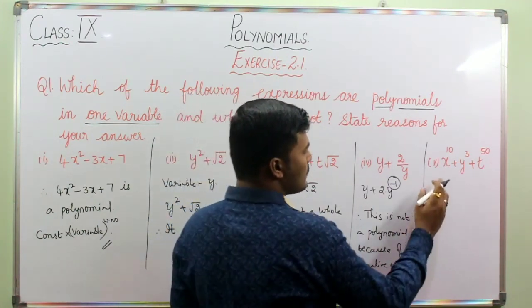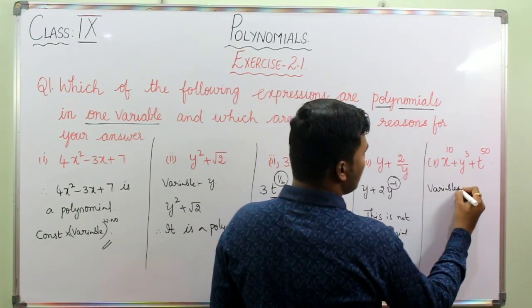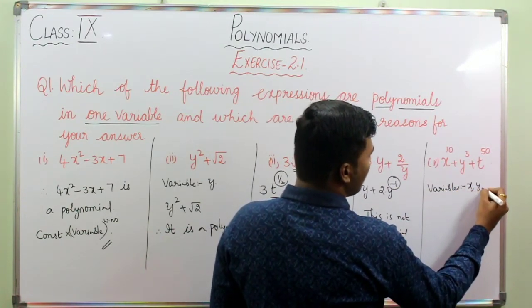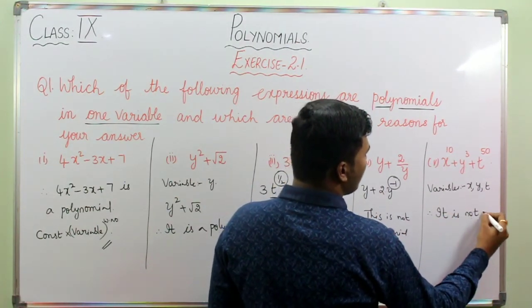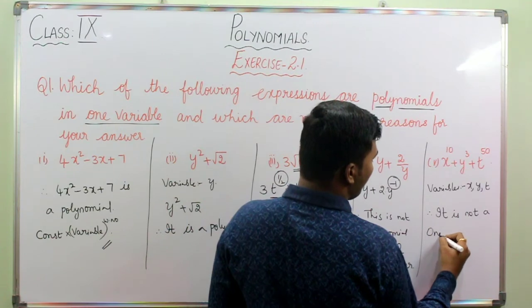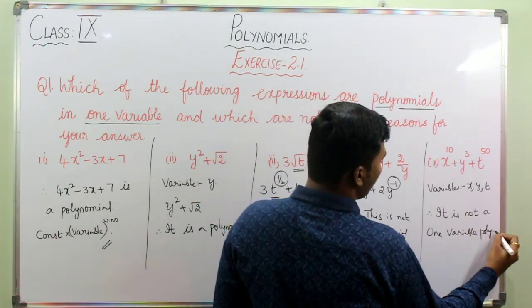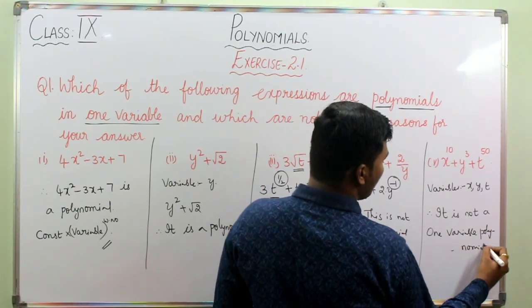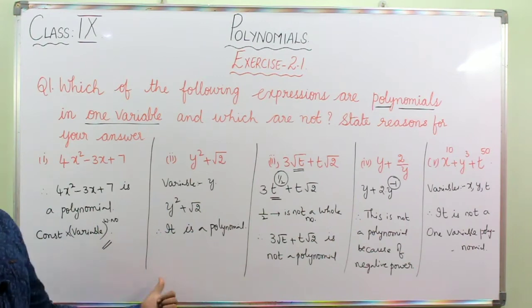And in the last one, we have variables x, y, t, so it is not a one variable polynomial. So this is how we solve the polynomials.